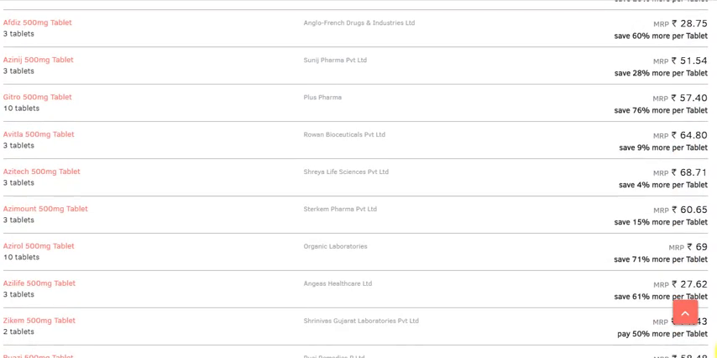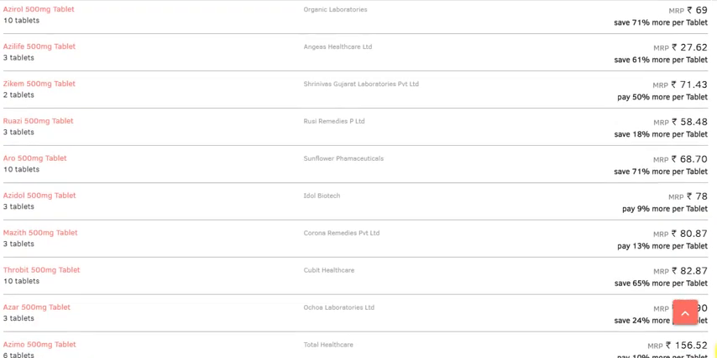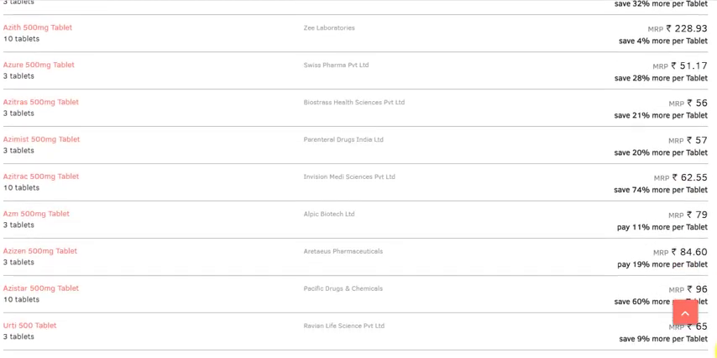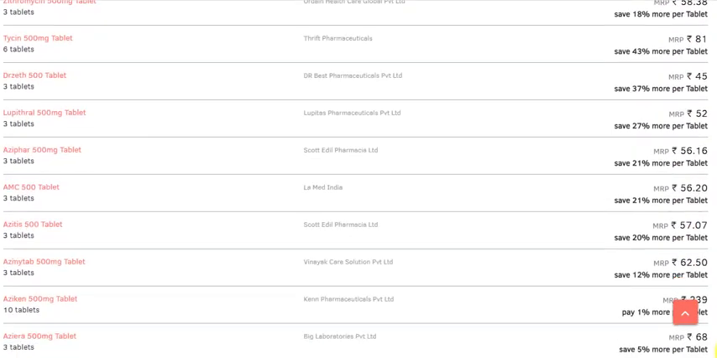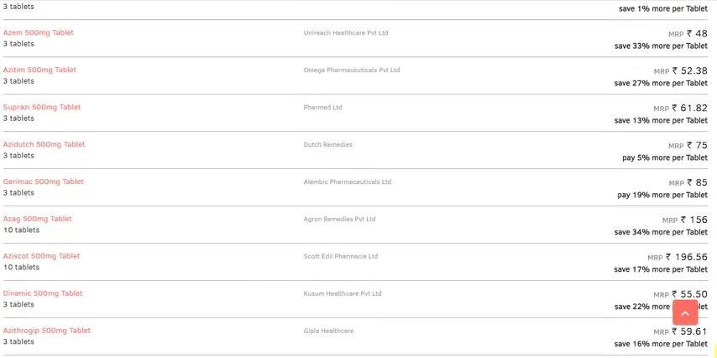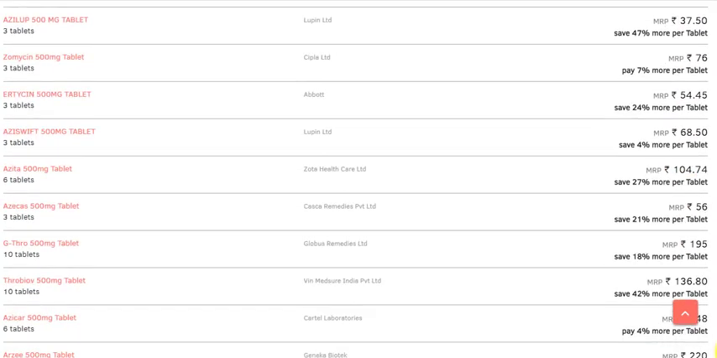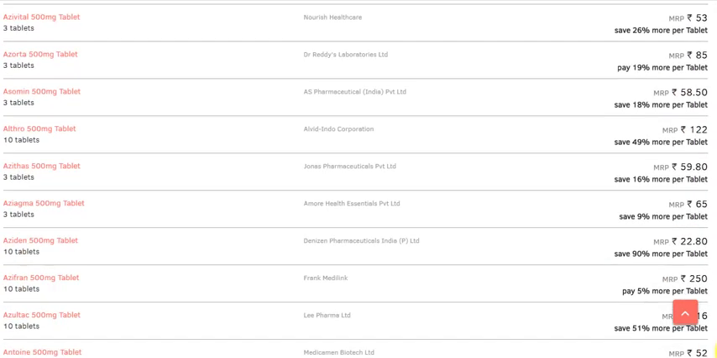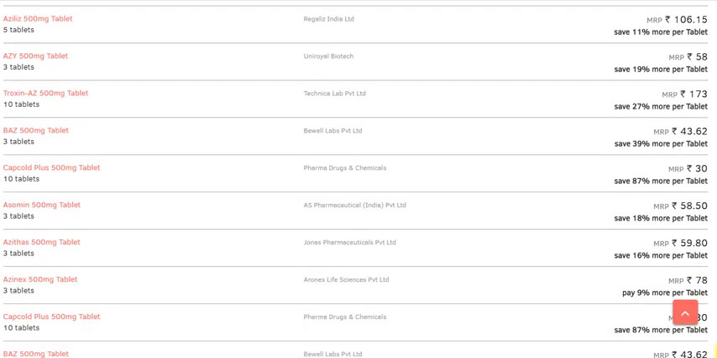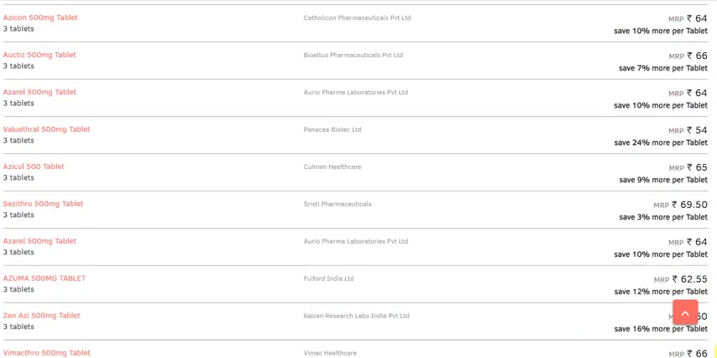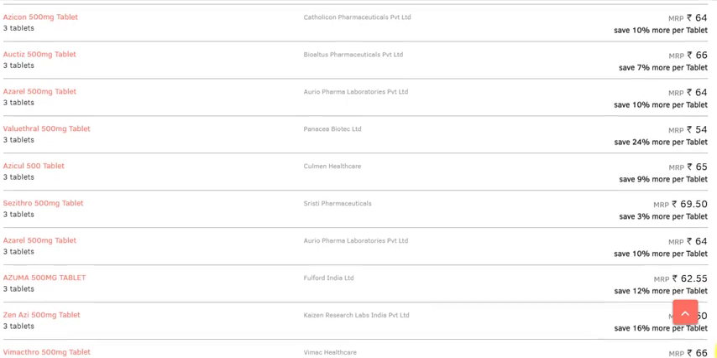Driving. Safe. Azithromycin 500 tablet does not usually affect your ability to drive. Kidney. Caution. Azithromycin 500 tablet should be used with caution in patients with severe kidney disease. Dose adjustment of azithromycin 500 tablet may be needed. Please consult your doctor. Liver. Caution. Azithromycin 500 tablet should be used with caution in patients with liver disease. Dose adjustment of azithromycin 500 tablet may be needed. Please consult your doctor.